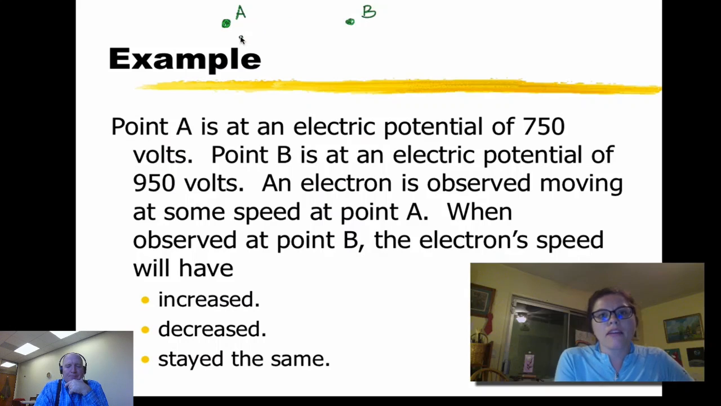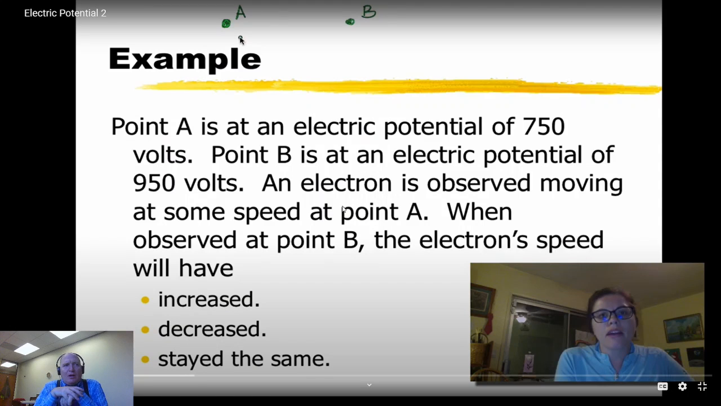Cool. Now, I was just thinking about this drawing and how often we might want to draw the field, for example, but this doesn't actually mention a field. We only know a couple of things. We know that it's 750 volts at A and 950 volts at B. Now, a field is what generates that potential, but we don't actually need it.